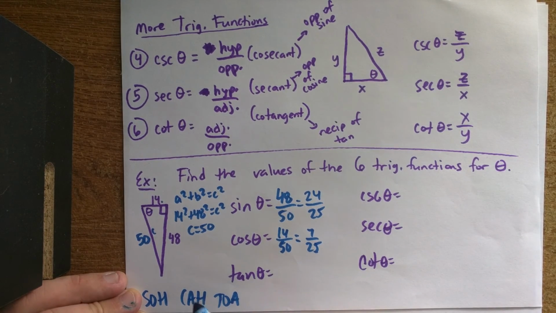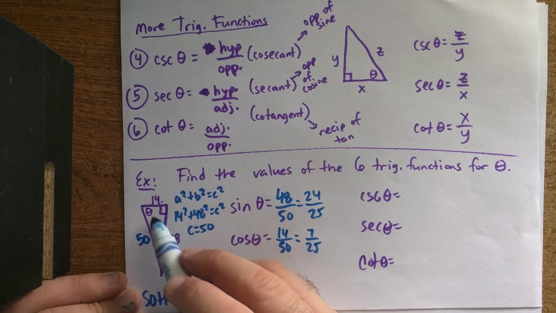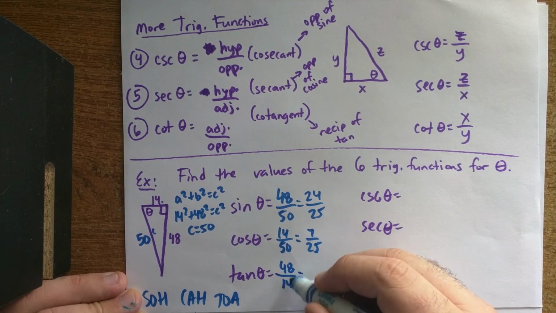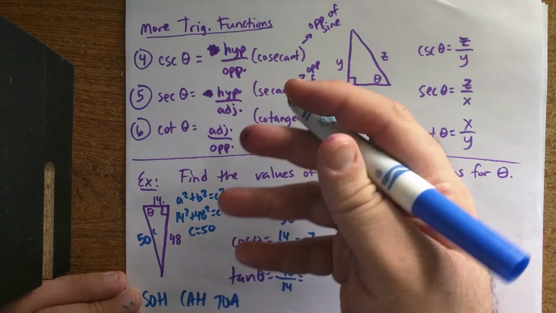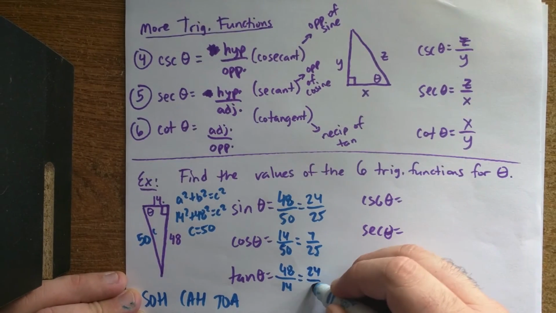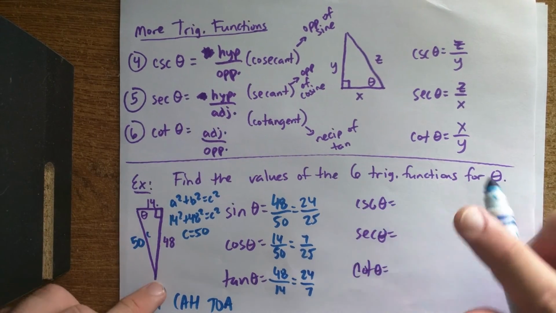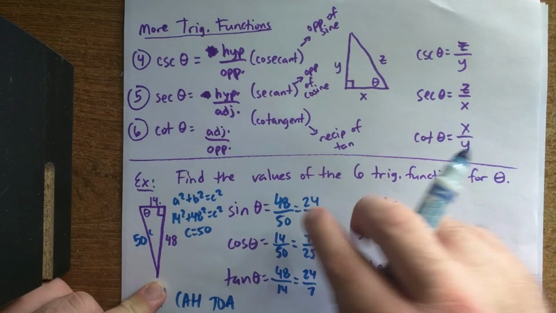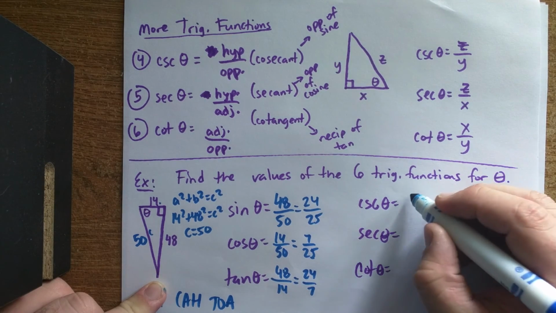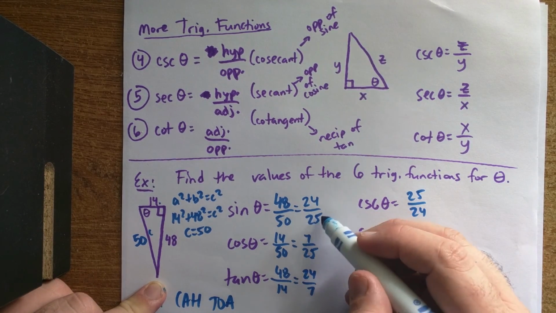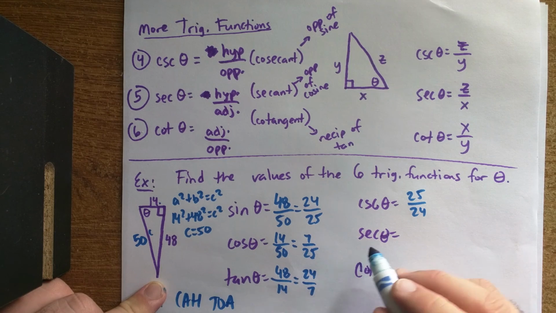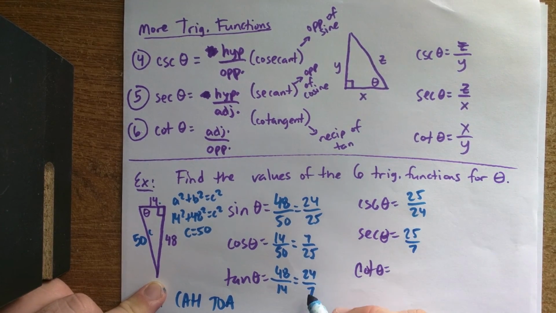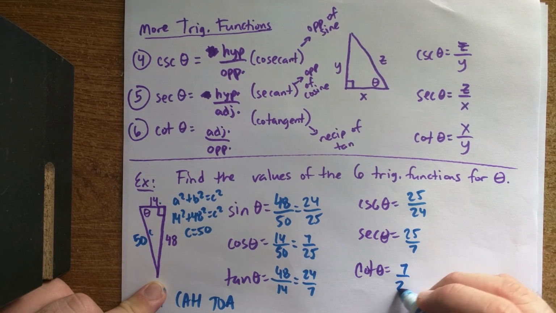Tangent theta is opposite over adjacent, so opposite is 48, adjacent is 14. Then divide both of these by 2, because again, everything's divisible by 2 here. So we have 24 over 7. Now watch how easy it is. I don't need to sit there and actually go through all this again. Because if I know that cosecant is the opposite of sine, I just take this fraction and flip it over. And I can take the reduced one, so I don't even have to reduce again. If I know secant is the opposite of cosine, I take this fraction and I flip it over. And then same thing with tangent and cotangent, and that's it.